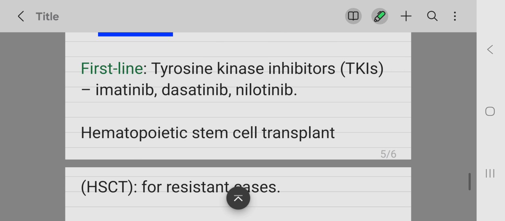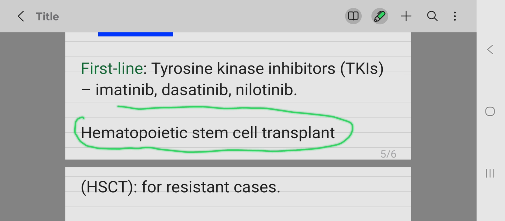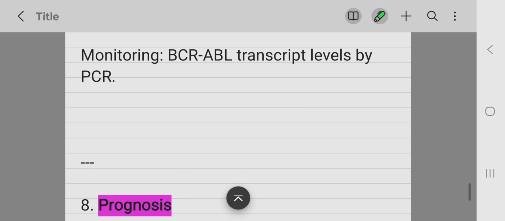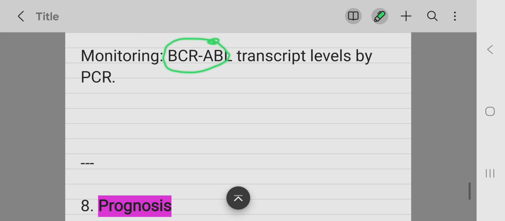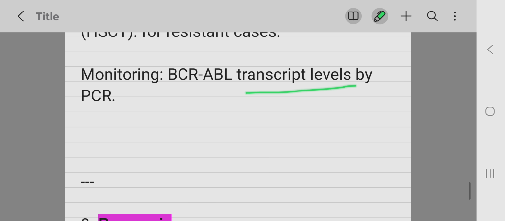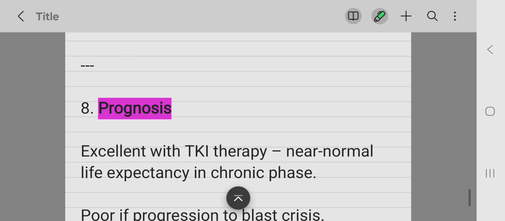Then if all these agents don't work and if there is conversion to blast phase, then we can go for hematopoietic stem cell transplantation. Monitoring of the disease activity and treatment response can be done by BCR-ABL transcript levels by PCR, as I have told you.